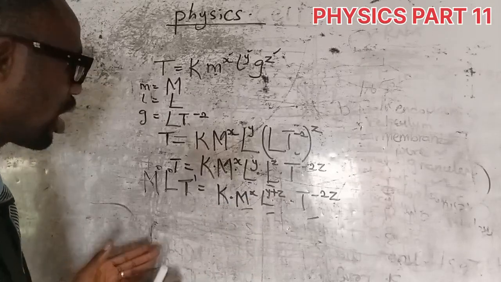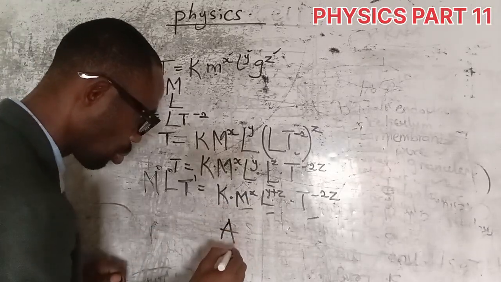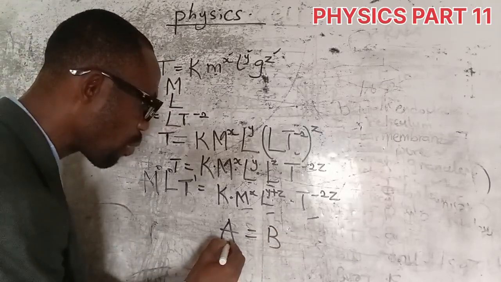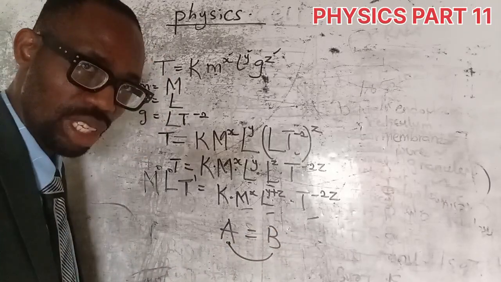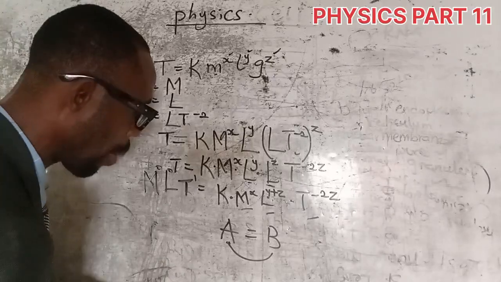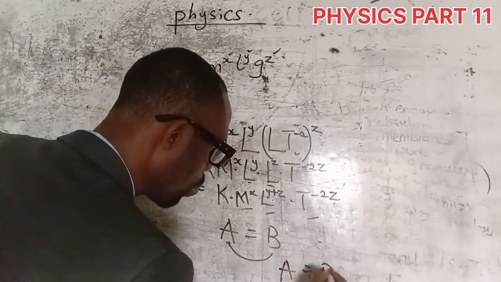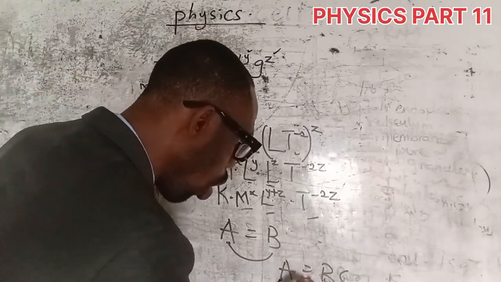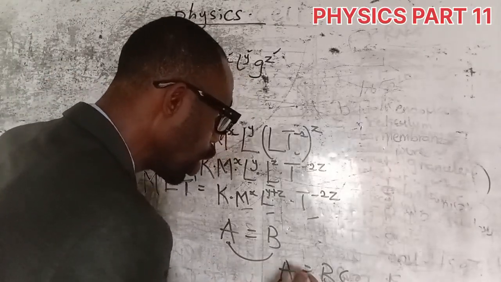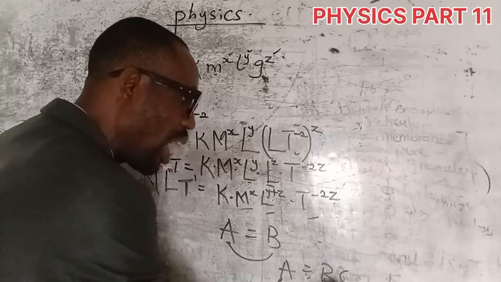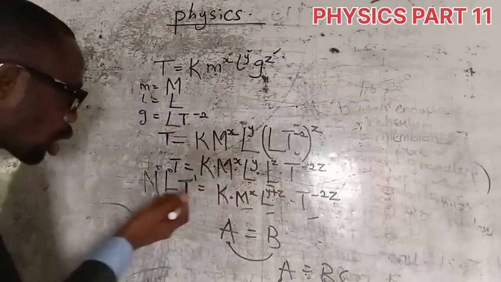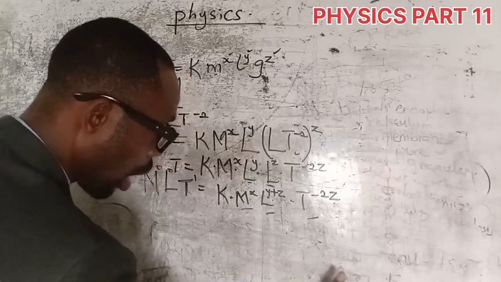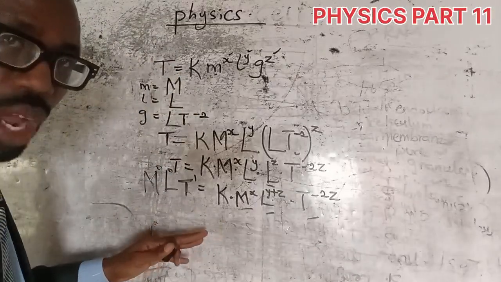Because we said that if the dimension of A is equal to B, then it means that the dimension of A must be equal to what? The dimension of B. And we also said something again, if you remember. If A is equal to BC, then it simply means that the dimension of A must be equal to the product of the dimension of B and the dimension of C. And that's what we are having here. So what do we do now? Go and watch the previous video. You will understand where I'm coming from.